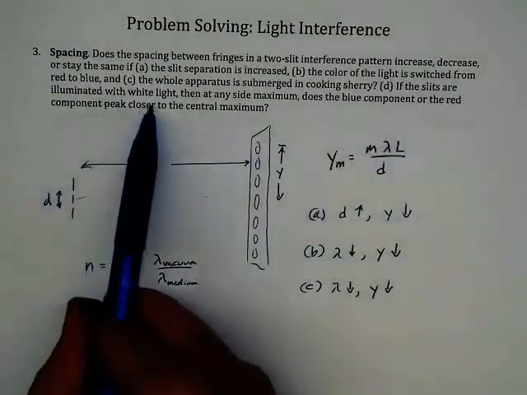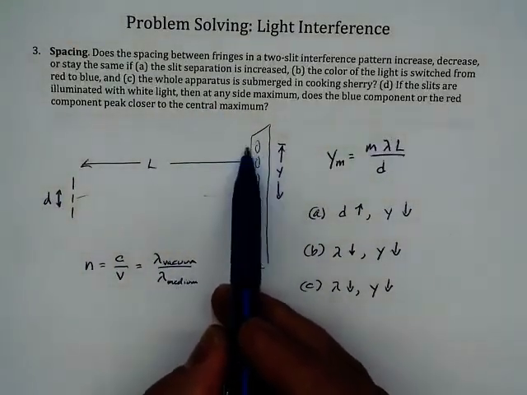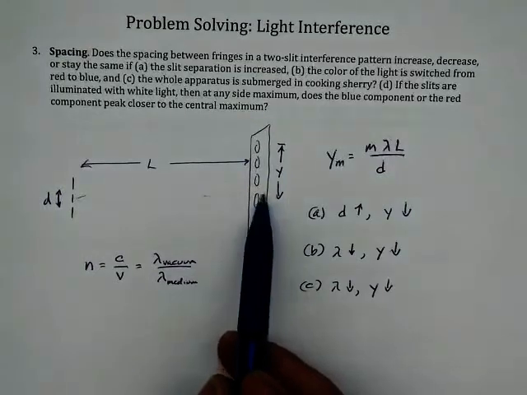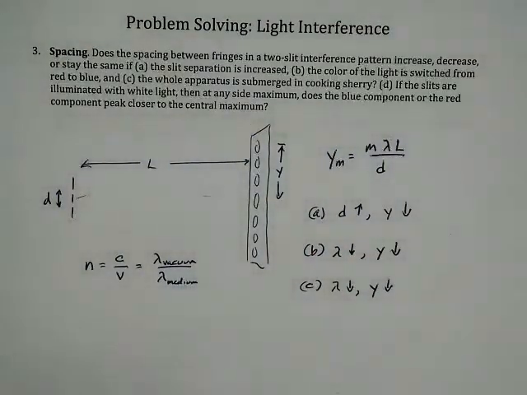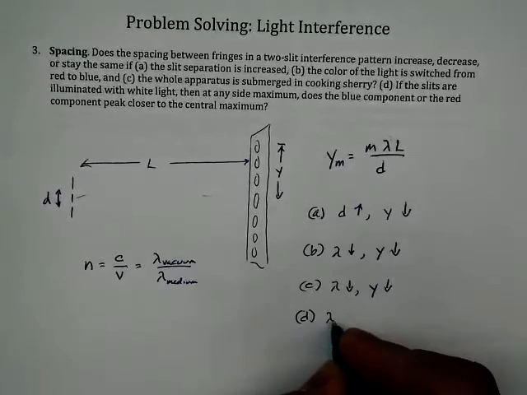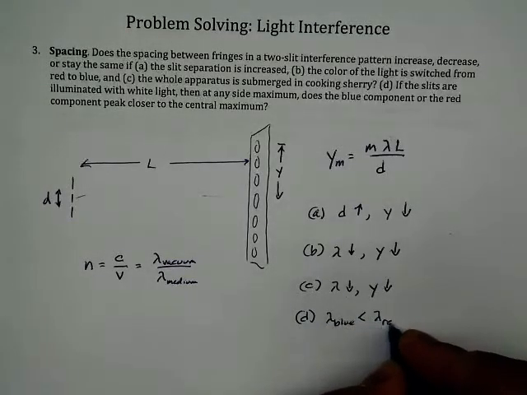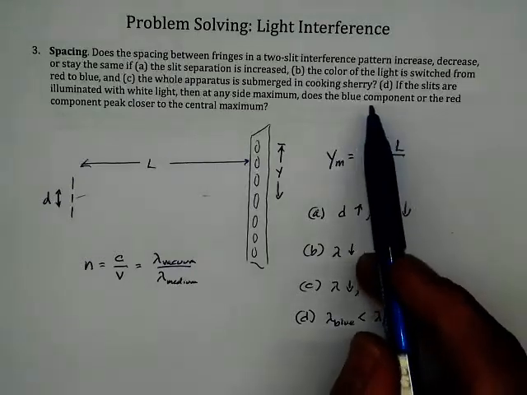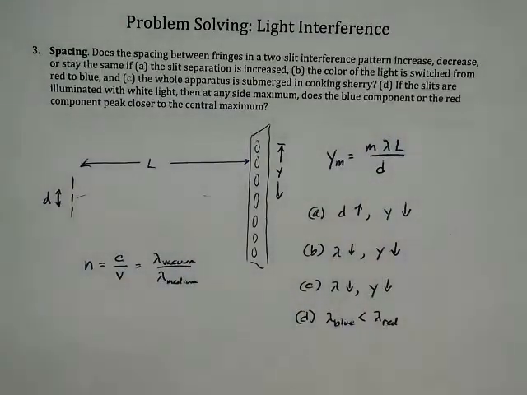Finally, if the slits are illuminated with white light, then at any side maximum, so a side maximum over here, not the center, does the blue component or the red component of the peak closer to the central maximum? Again, because the wavelength of blue is shorter than the wavelength of red, the blue component is going to peak closer to the central maximum.